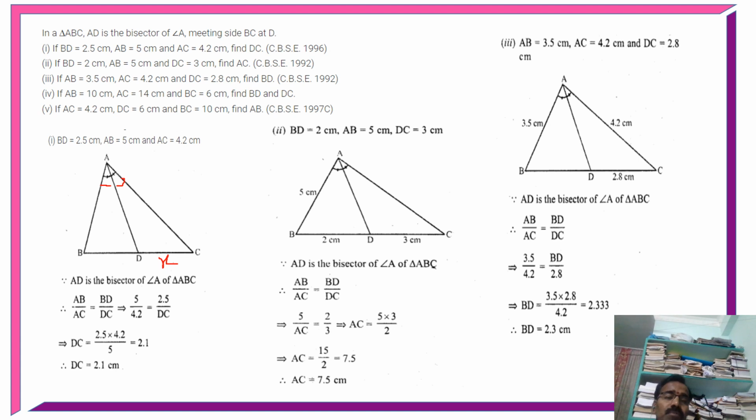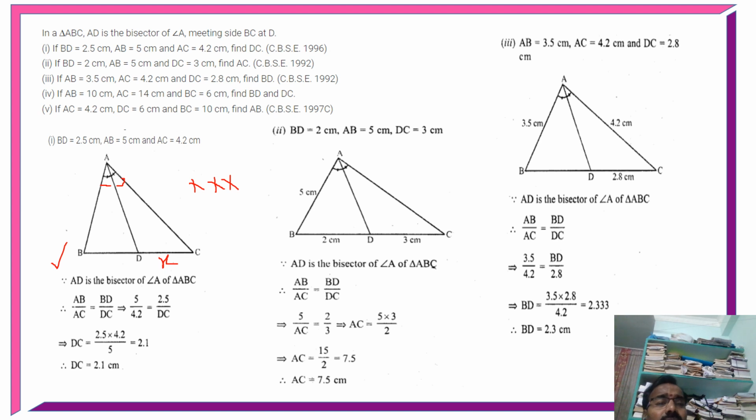Very important theorem. According to the angle bisector theorem of a triangle, AB by AC equals BD by DC. This is very important, students. These applications we are doing, so keep in mind this theorem. If it is an angle bisector, it divides the remaining two sides in the ratio of the third side. So AB by AC equals BD by DC.